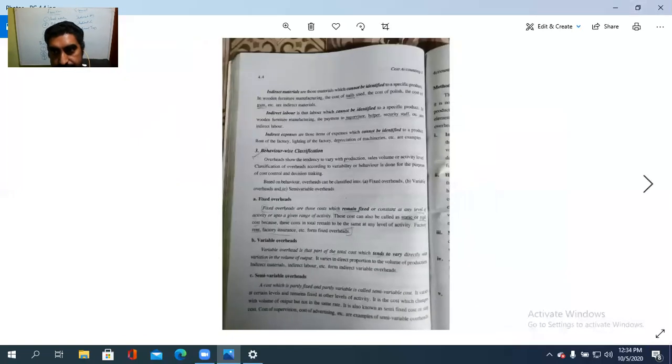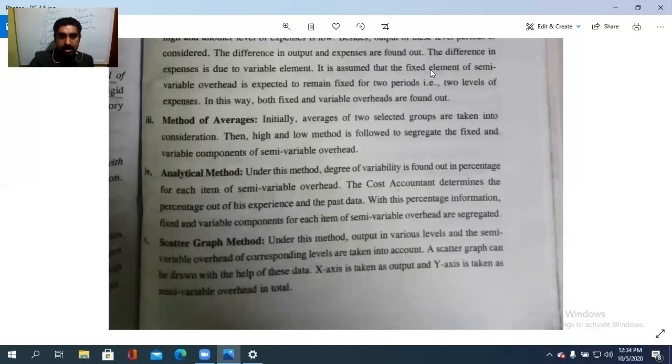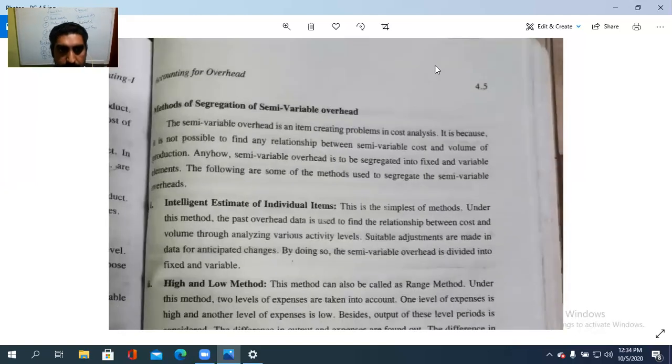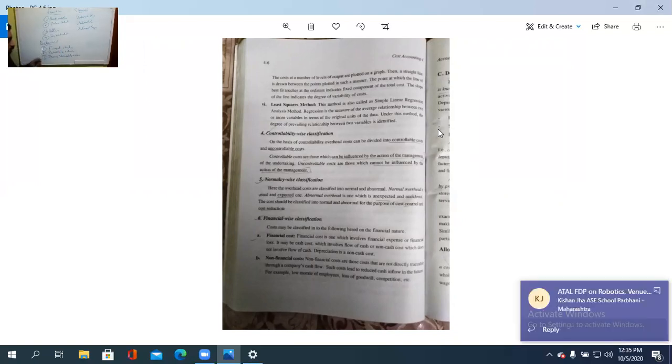Then methods of segregation of semi-variable overhead. One is intelligent estimate of individual items, the high and low method, then method of averages, analytical method, and scatter graph method. I think this is not compulsory to study. Here you need to study the least square method. That is under the semi-variable sub-classification. No need of detailed study there. So you only need to know fixed overhead, variable overhead, and then semi-variable.